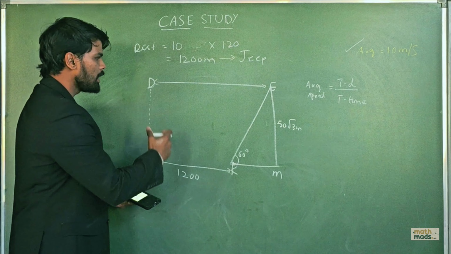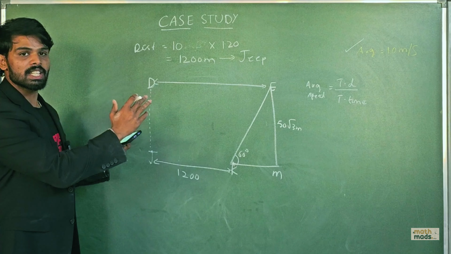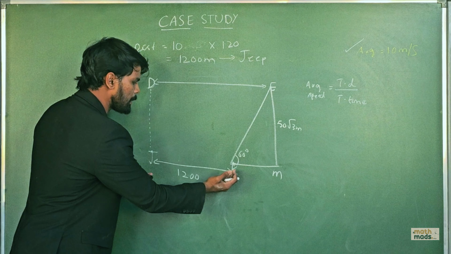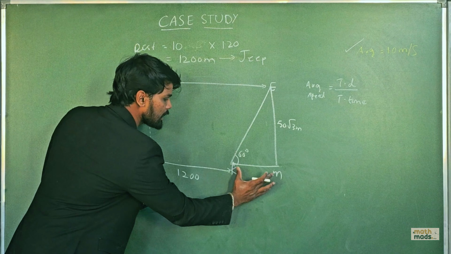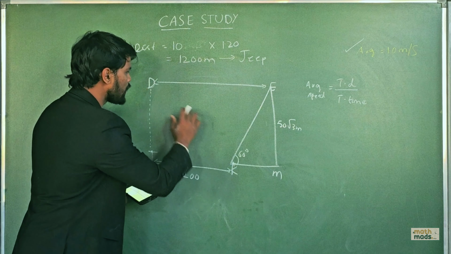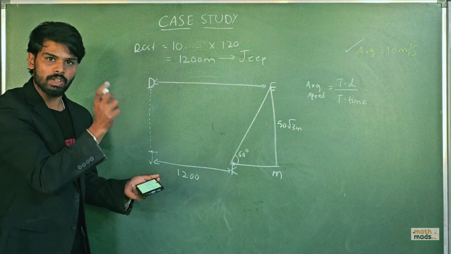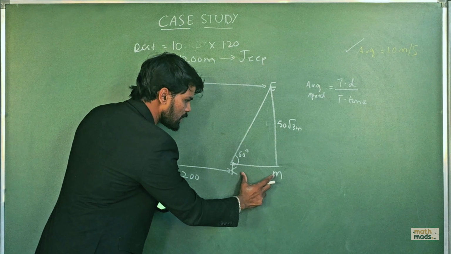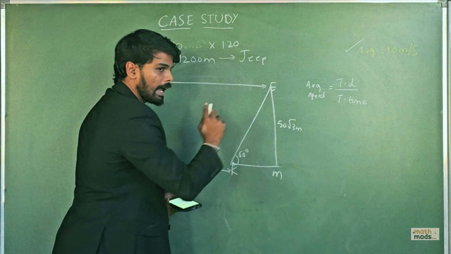Now we want to know what is the actual distance traveled by the drone. How will we find that? Whatever distance is traveled by the jeep, we have to add Km. We have to add the length of Km because the whole thing is the actual distance, or the total distance, traveled by the drone. So let us find the value of Km with the help of this right angle triangle.